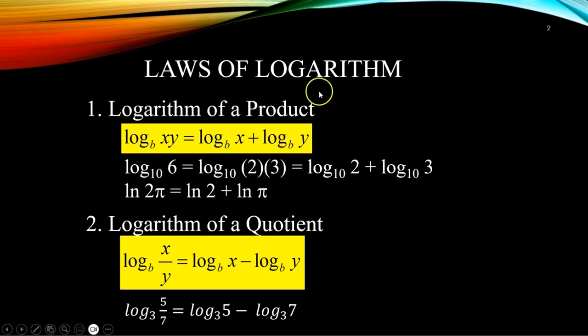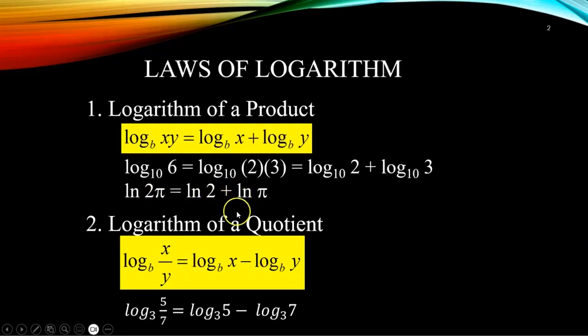If, for example, you have a product of x and y with base b, what you can do is separate this as a sum of two logarithms having the same base. For example, logarithm of 6 base 10: 6 is a product of 2 and 3, so you can separate them as logarithm of 2 base 10 plus logarithm of 3 base 10. Just like for ln of 2 pi, you can say ln of 2 plus ln of pi.